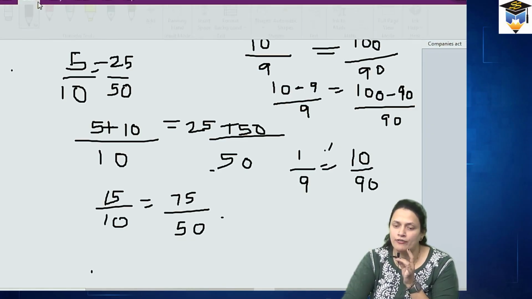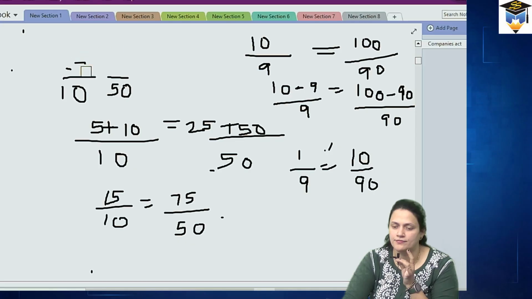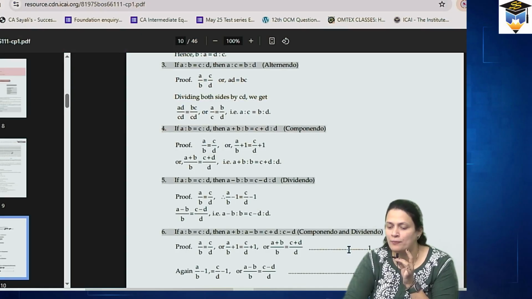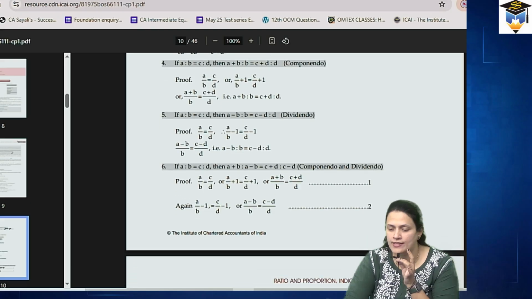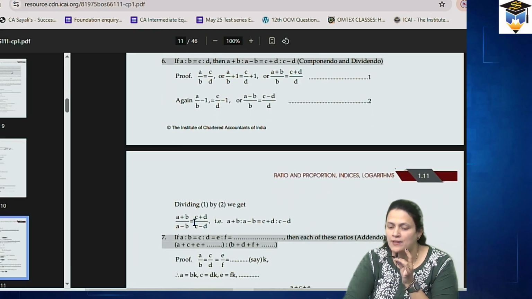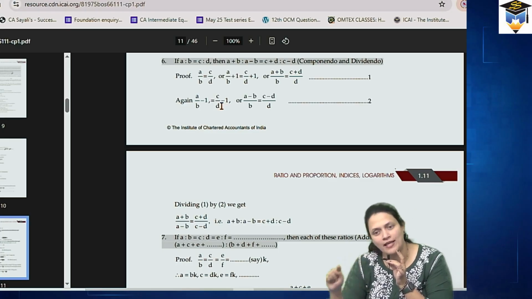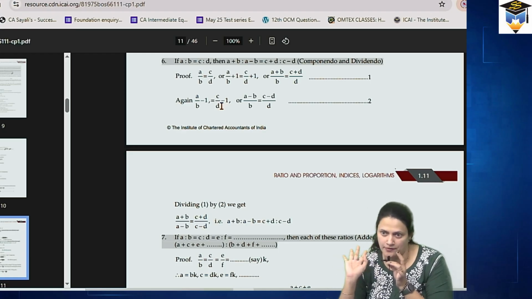And componendo, dividendo together. So go and see over here. If you apply both componendo and dividendo, what you can see over here is A plus B upon A minus B will be equal to C plus D upon C minus D. So it's a combination of both componendo and dividendo together. Understood? So in componendo dividendo, the denominator part that you are going to add in the numerator, and the denominator part is also going to alter itself, because numerator minus denominator will be there in the denominator part. Understood?